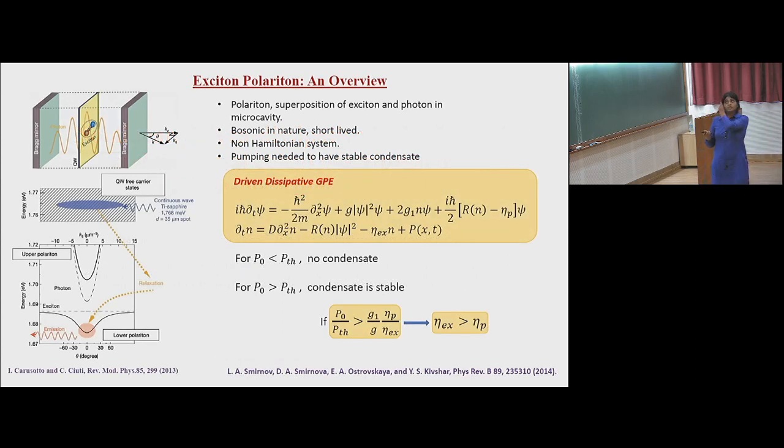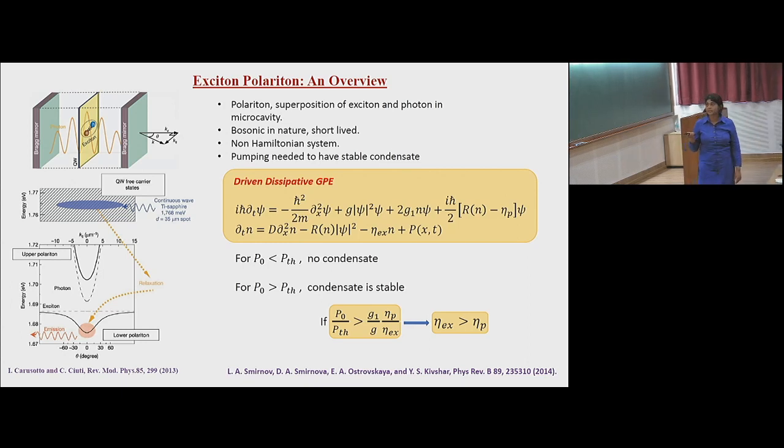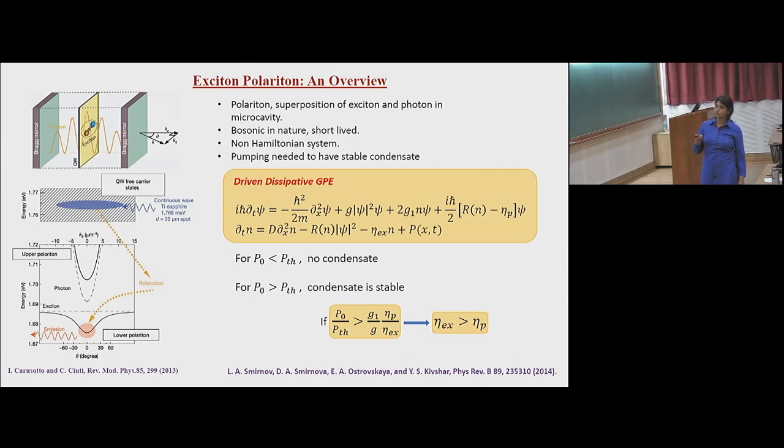Let me introduce the system which we are using, which is exciton-polariton condensate, which is the superposition of exciton and photon, and is formed in a microcavity. This is the schematic of how it is formed in the microcavity, and these are the dispersion curves of upper polariton, lower polariton, and the original photon and exciton branches. Now, these polaritons are bosonic in nature, and they tend to form a condensate just like other atomic bosons.